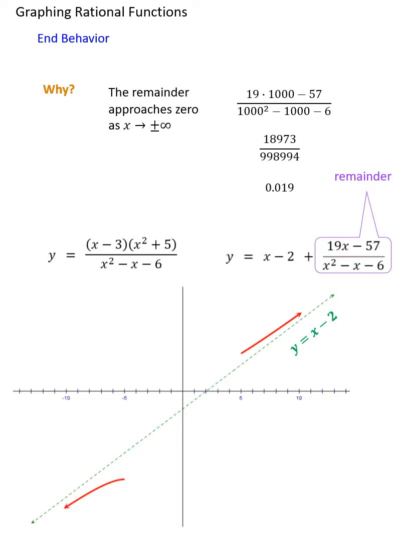Because if that remainder term is getting smaller and smaller and smaller, then it has less of an impact on the graph as x gets larger and larger and larger. And accordingly, therefore, we can essentially ignore it and say that the rational function will approach the graph of y equals x minus 2. It will approach the quotient because as x gets very large, the remainder term becomes virtually insignificant. And that's the why on the end behavior process.